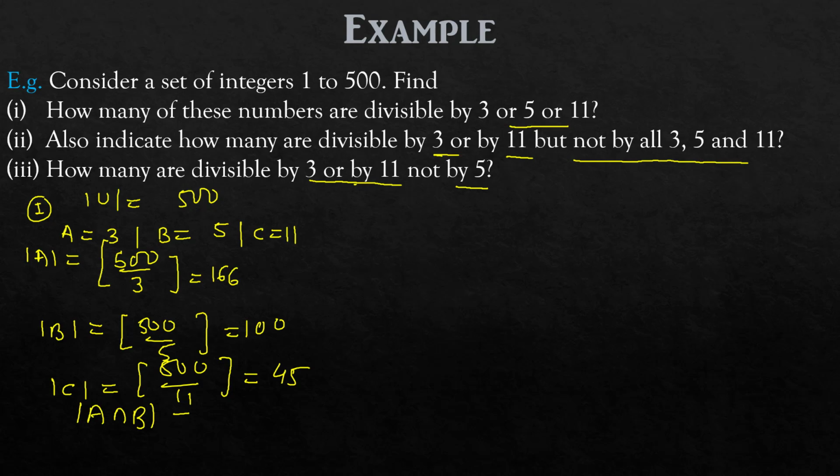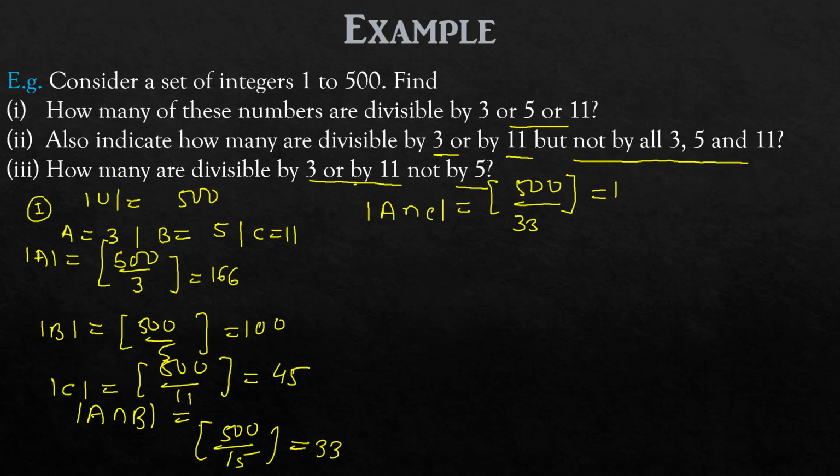Then A intersection B. For the A intersection B, what to do? A is the set of what? Which is divisible by 3. And B is the set of what? Which is divisible by 5. So 3 fives are 15. So 500 divided by 15, we get 33. Next one is A intersection C is equal to 500 divided by, now A is the set which is divisible by 3 and C is the set which is divisible by 11. So 3 into 11 we get 33. So it is equal to 15.